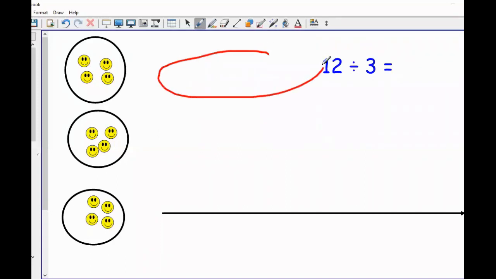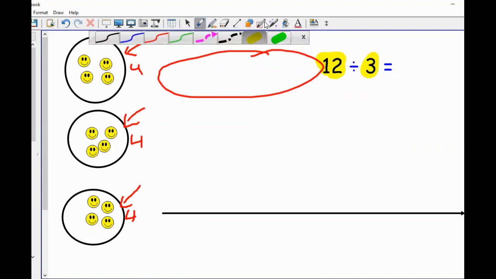Happy faces left here. But how many happy faces are there in every group? In every basket, how many happy faces are there? There are 4, 4, 4. So when I share 12 happy faces equally between 3 groups, every group will have 4 happy faces. So the answer is 4.